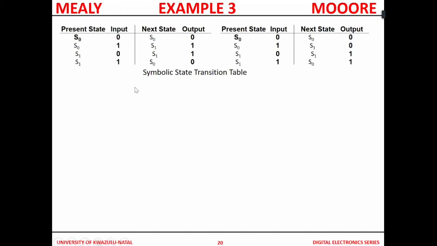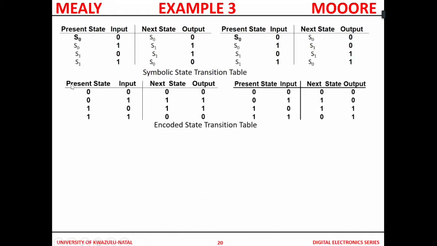Now, the next step is assigning binary values to the states. So we say state 0 is 0, state 1 is 1, and then we draw the same table. So 0, 0, 1, 1, 0, 0, 1, 1. We get that. That is the encoded state table. We're just following the same steps. Now, the next step is to determine the flip-flops we are using.